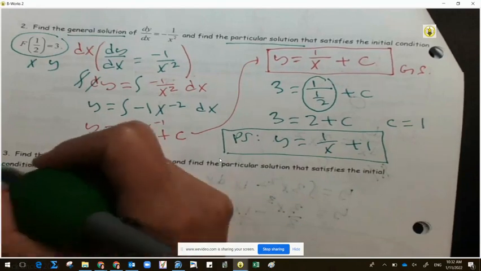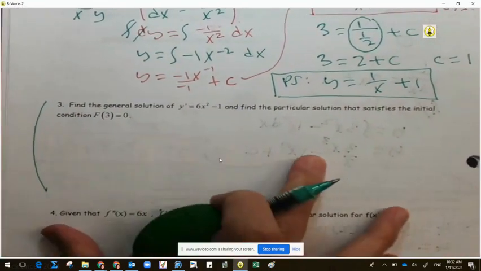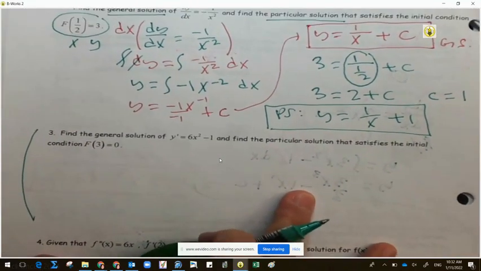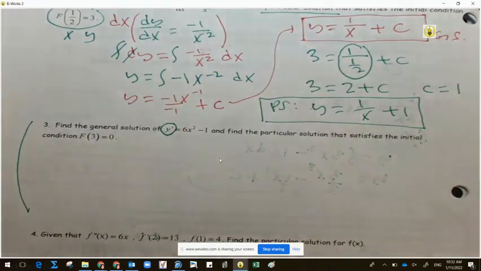So let's try example 3 with a neighbor. Find the general and particular solution on example number 3. Go. Talk to your neighbor and rewrite y prime as d over something.